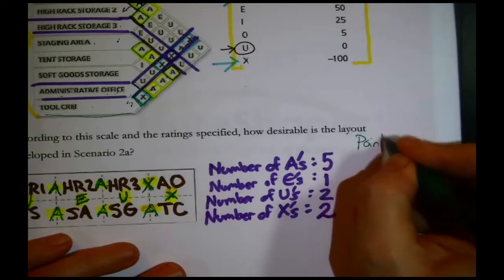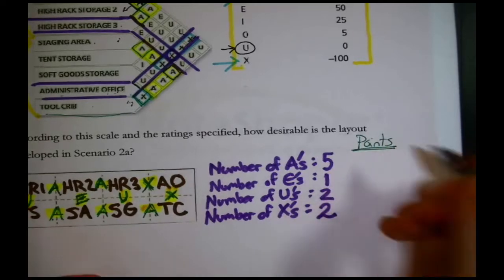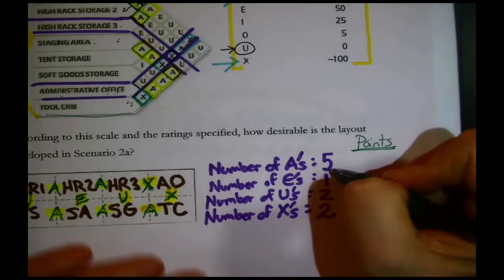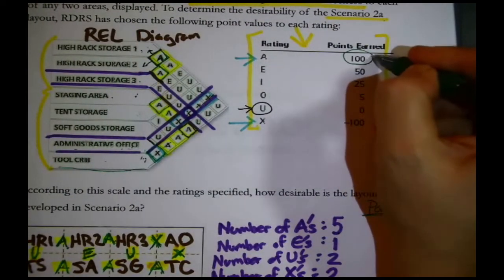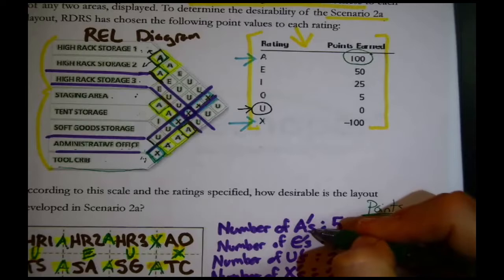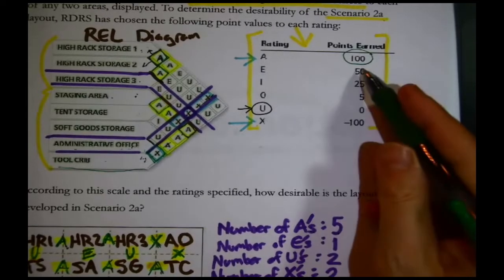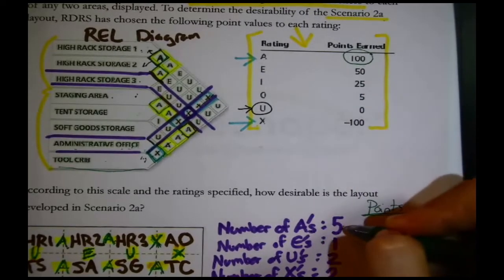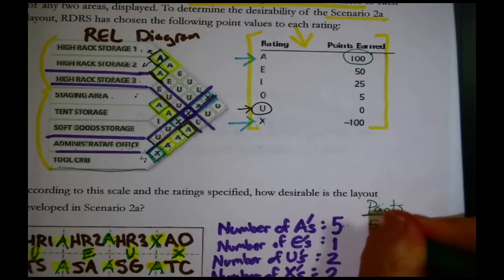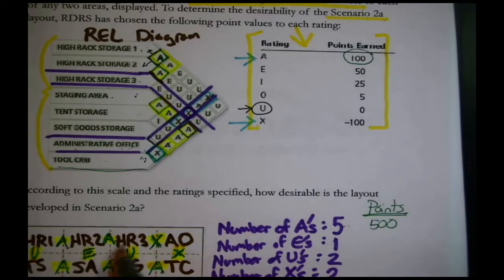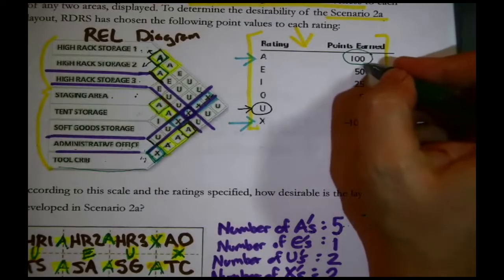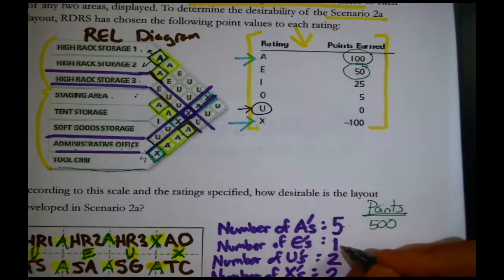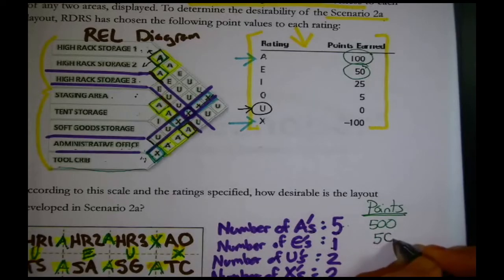Now, this is the actual number. What about points? Well, we have 5 A's in our rating. When we look up here, we earn 100 points for each A. We have 5, so 5 times 100 means there are 500 points from the A ratings. Then we get 50 points for each E. We do have 1, so 1 times 50 means I collect 50 points.